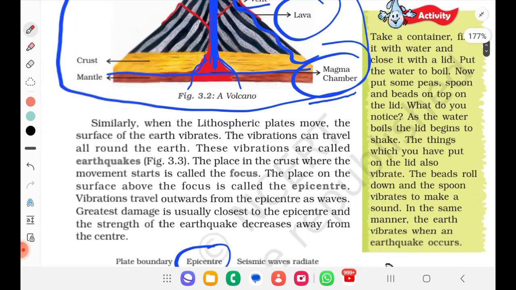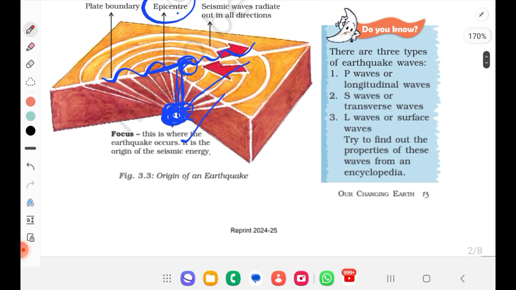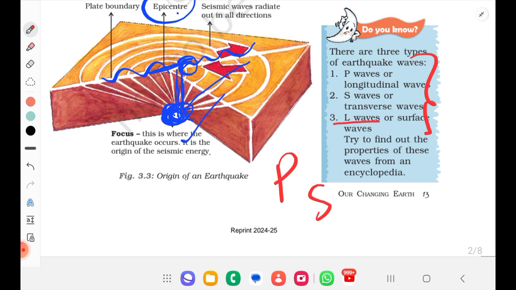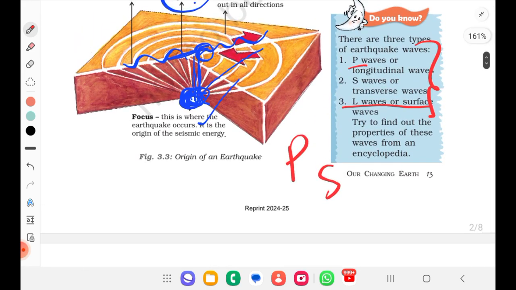Then, do you know, there are three types of earthquake waves. P waves or longitudinal waves, S waves or transverse waves, and L waves or surface waves. Now we have three kinds of waves: primary waves, secondary waves and surface waves. Primary waves are P waves. Primary waves are longitudinal. So that's the thing.